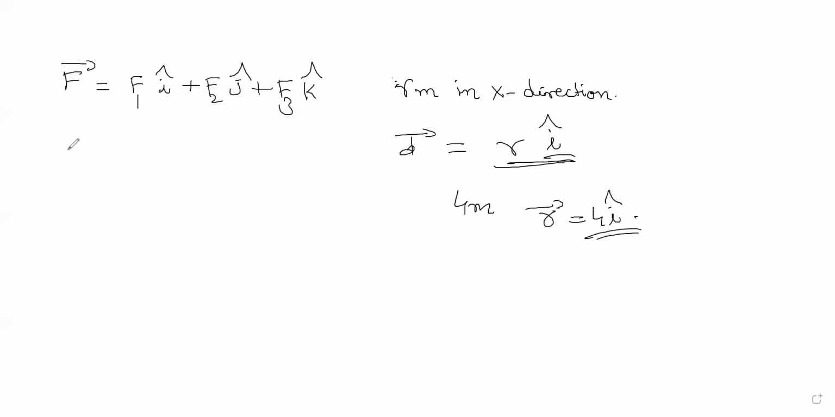Got it? So work done means simply F bar dot r bar. So it is nothing but F1 into 4, whatever the component is. Suppose F1 is given as 3. So 3 times 4, that is 12 joules. That's it, finished. Very simple. That is the easiest problem you can ever think of.